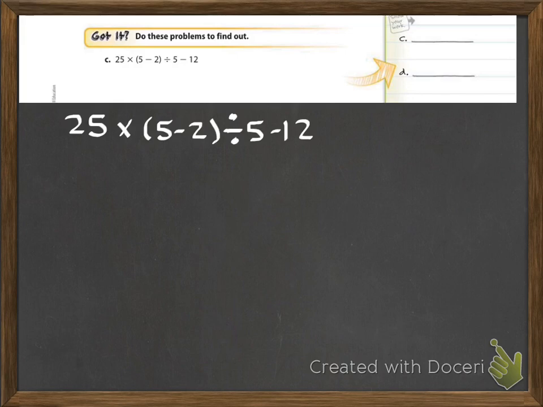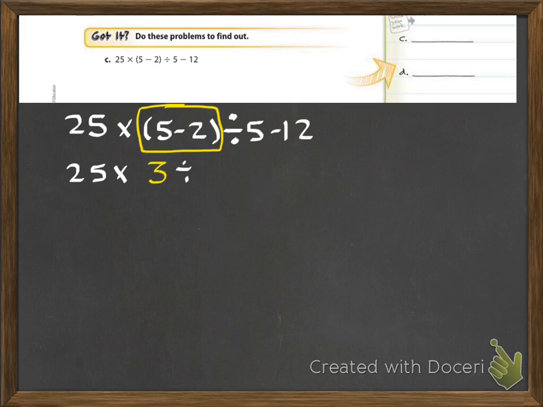All right, so this is an awfully long problem, so let's go ahead and dive right in. Parentheses is our first one in the Please Excuse My Dear Aunt Sally. So in yellow here, I'm going to put a box around this parenthesis that we have. Then I'm going to copy everything else as is. So I've got 25 times what's in my parentheses. 5 minus 2 is 3. So in yellow, I've now got 3.